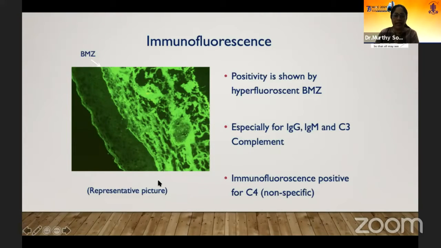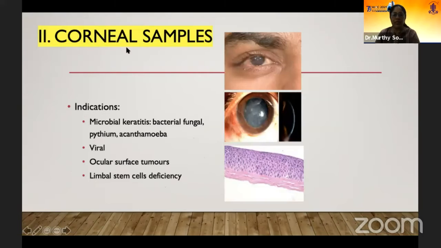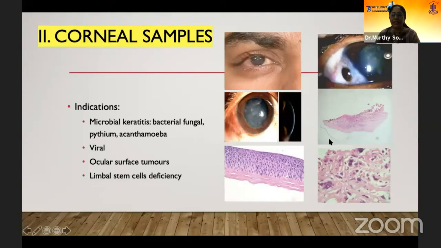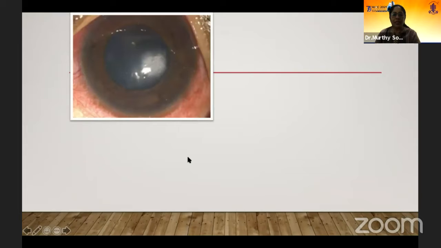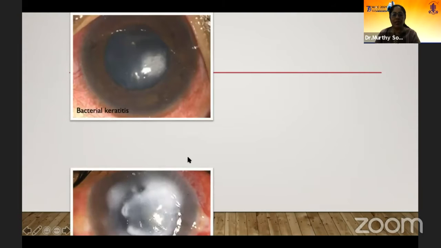So very quickly, I'll run through some, because I'm sure I'll be running out of time, some corneal samples. Indications are multiple, and the rarer indications would be if you have an ocular surface OSSN. I'm not going to cover tumors in here. I'm going to mainly cover keratitis, but these are some examples of ocular surface OSSN, which sometimes can be missed initially.